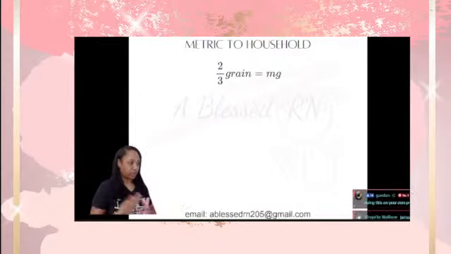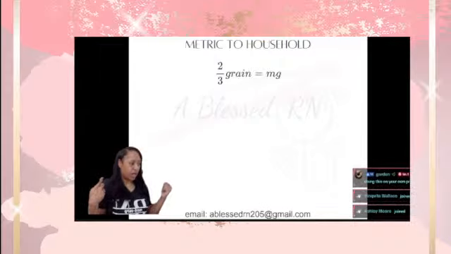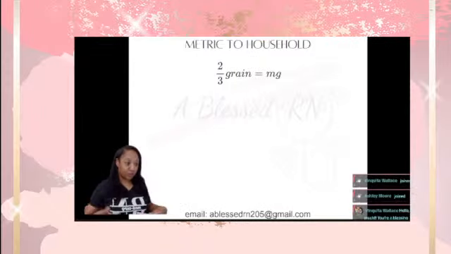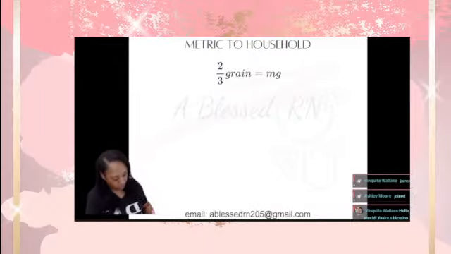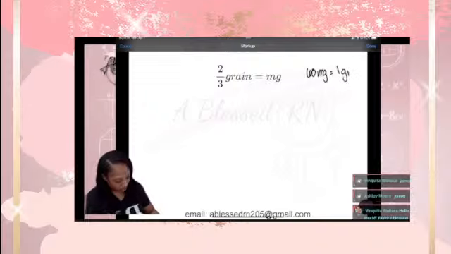So when we do this with dimensional analysis, I like to start with what I am looking for. Everybody always asks me, in dimensional analysis, how do you know what comes next? What do you put on the top? What do you put on the bottom? Start with what you're looking for. We are looking for milligrams. There are 60 milligrams in 1 grain.